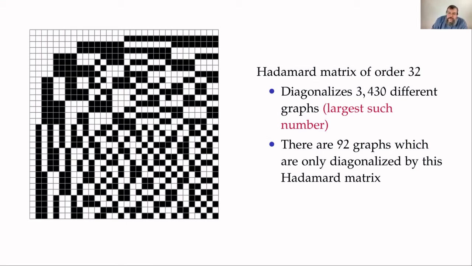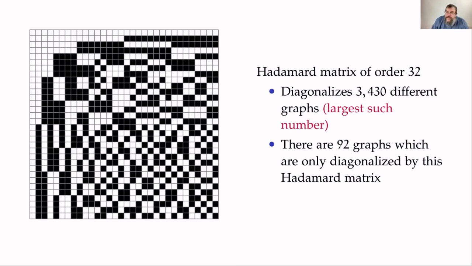You might say, okay, great, there's one. What's special about this one? Well, this is in some sense the powerhouse, because it has over 3,000 different graphs which are Hadamard diagonalizable by that matrix. And so there's some beautiful structure going on with that matrix. And not only are there 3,000 different graphs, 92 graphs can only be diagonalized by this particular matrix. So this is a very interesting Hadamard matrix.